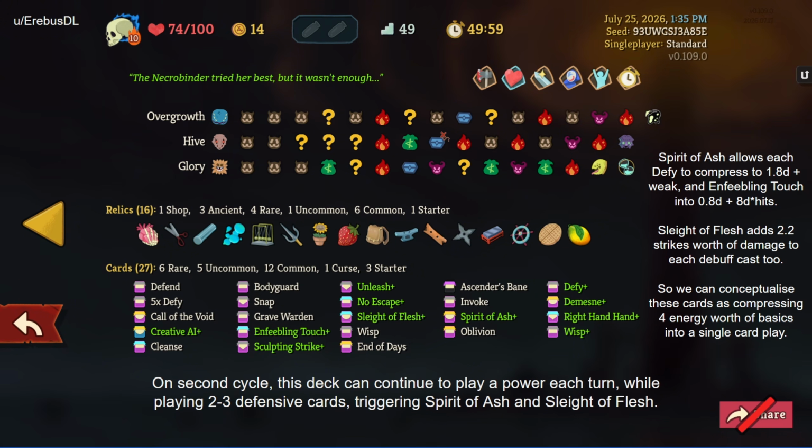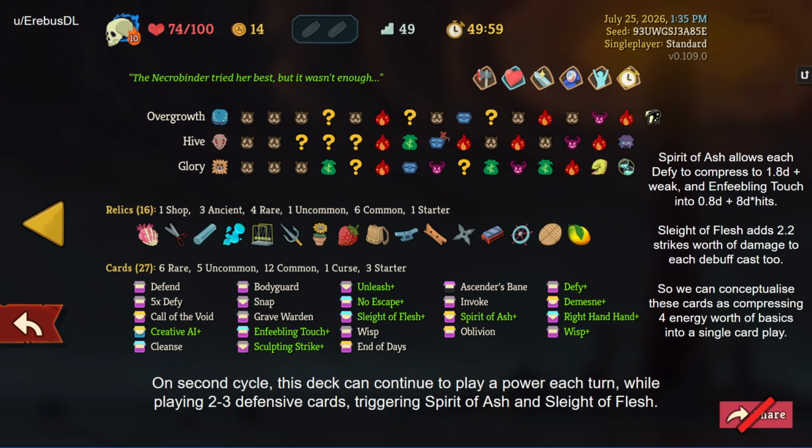The Spirit of Ash here is allowing each Defy to compress almost 2 defends and weak. And with Spirit of Ash, the Enfeebling Touch is getting a free defend attached to it as well as 8 strength down on those hits. So against something like the Test Subject, which has Phase 2 and Phase 3, all with multi-hit effects and all with very, very large damage numbers, both weak on Defy and the Enfeebling Touch there is incredibly strong.